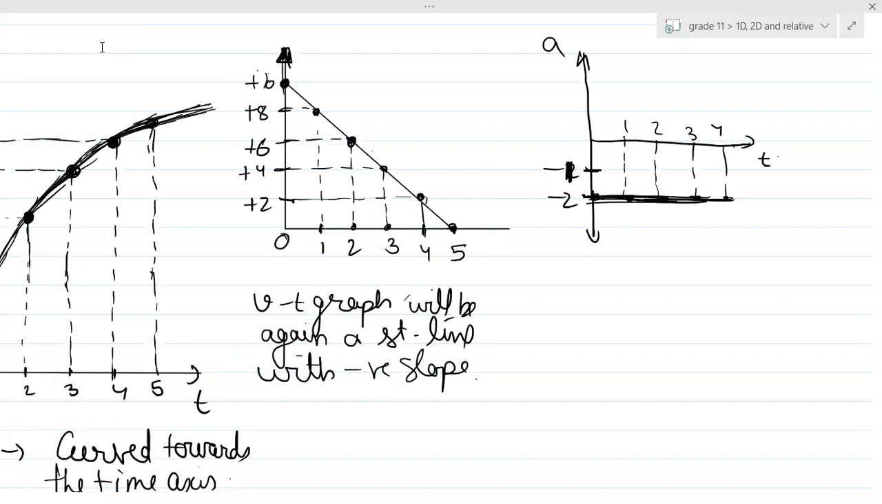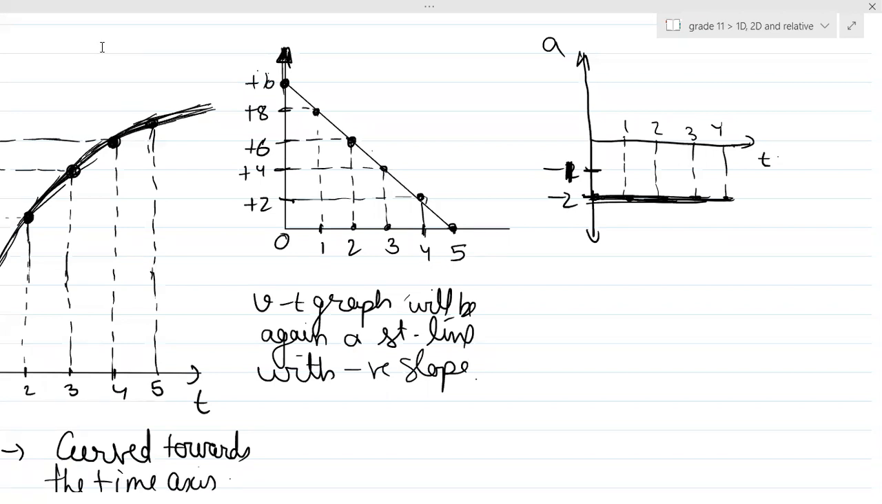That means the object was going in the positive direction. So can you see the displacement? It went too far. Can anyone calculate what is the displacement when the object stops? You'll apply v square equals u square plus 2as, right?